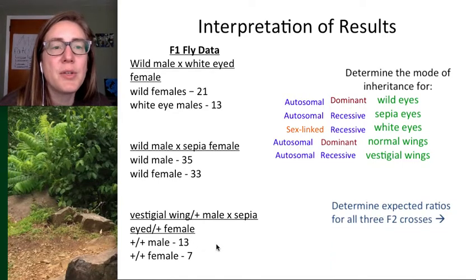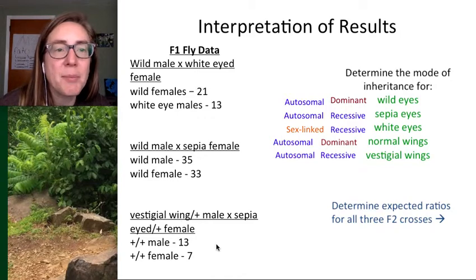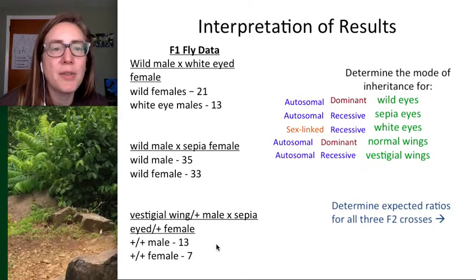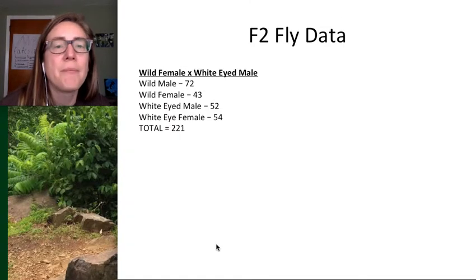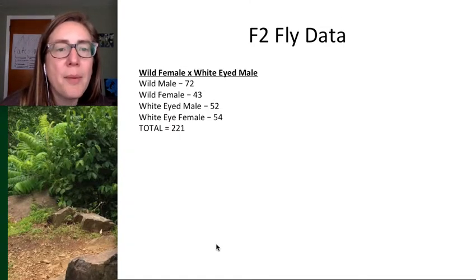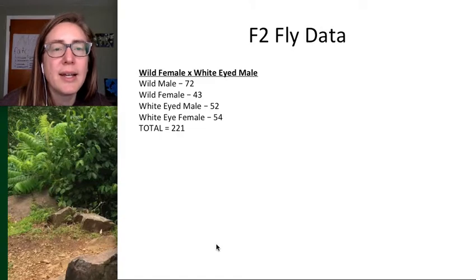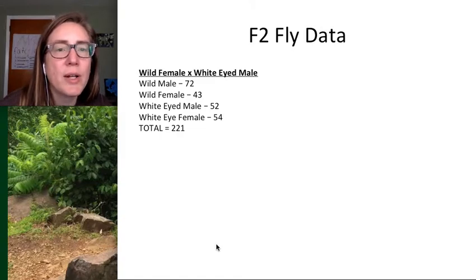Then, knowing this information, I am going to have to figure out those expected ratios, still as part of the interpretation of results. So what I'm going to do is total up all of the class data, and I end up with 221 of those flies.